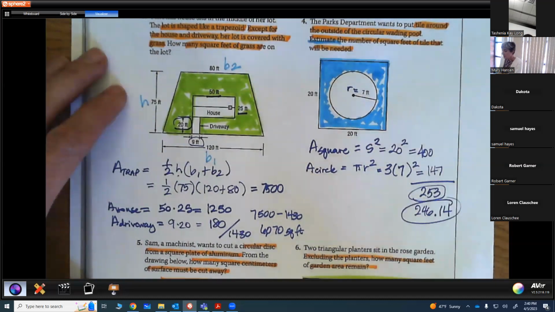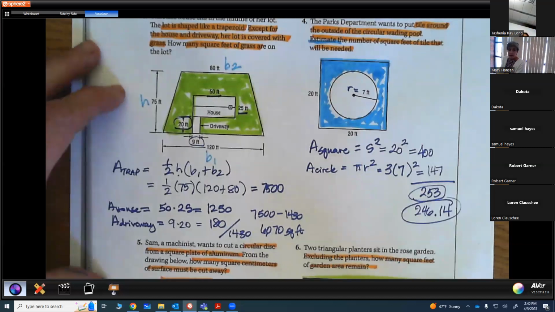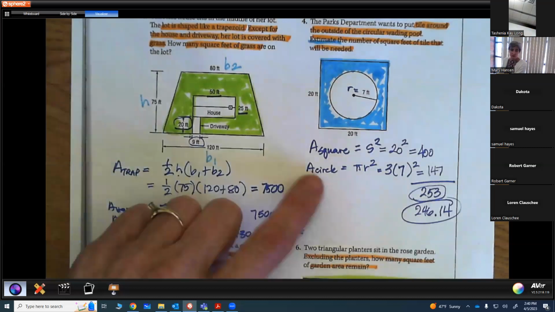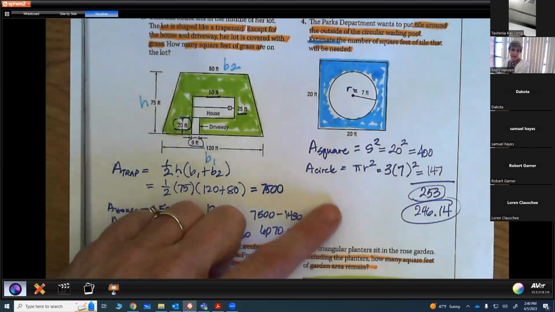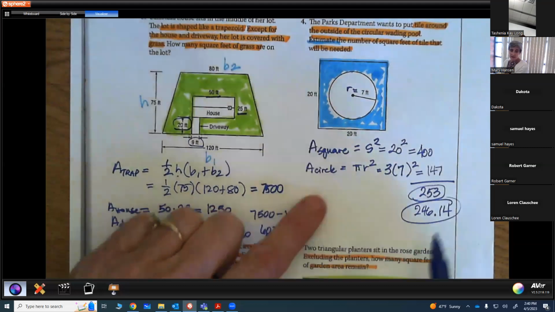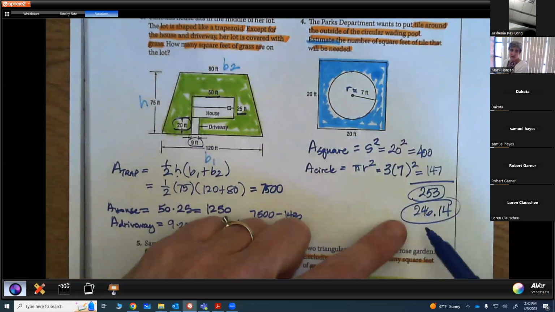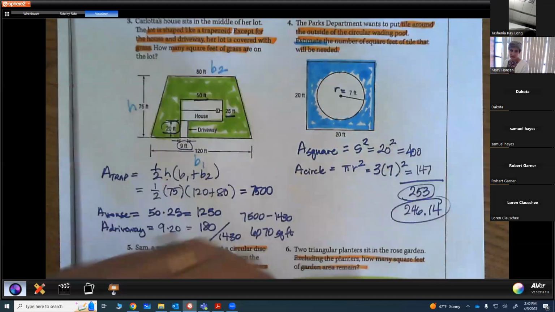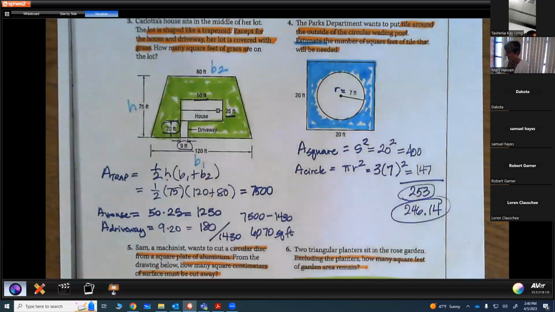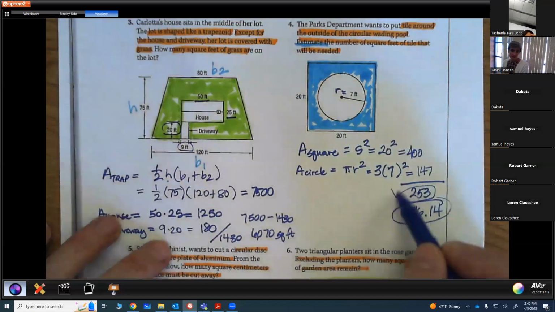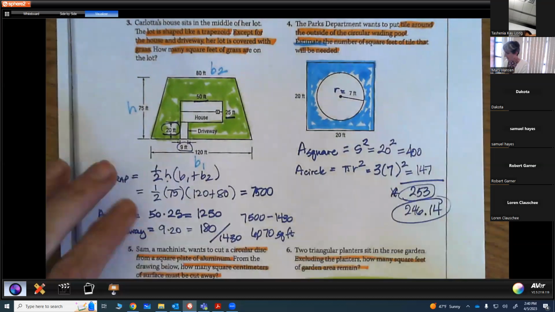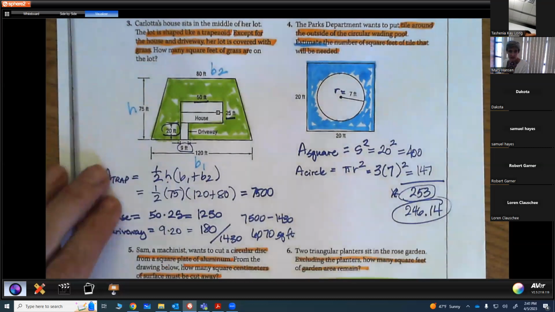Again, on the GED, you're going to have A, B, C, D answers to choose from. And let's say it said estimate and you got the more exact answer of 246. When you looked at the answer choices, those answer choices would be far enough away that it would be reasonable to pick out 253 as an estimate. So, all right, any questions on that one?